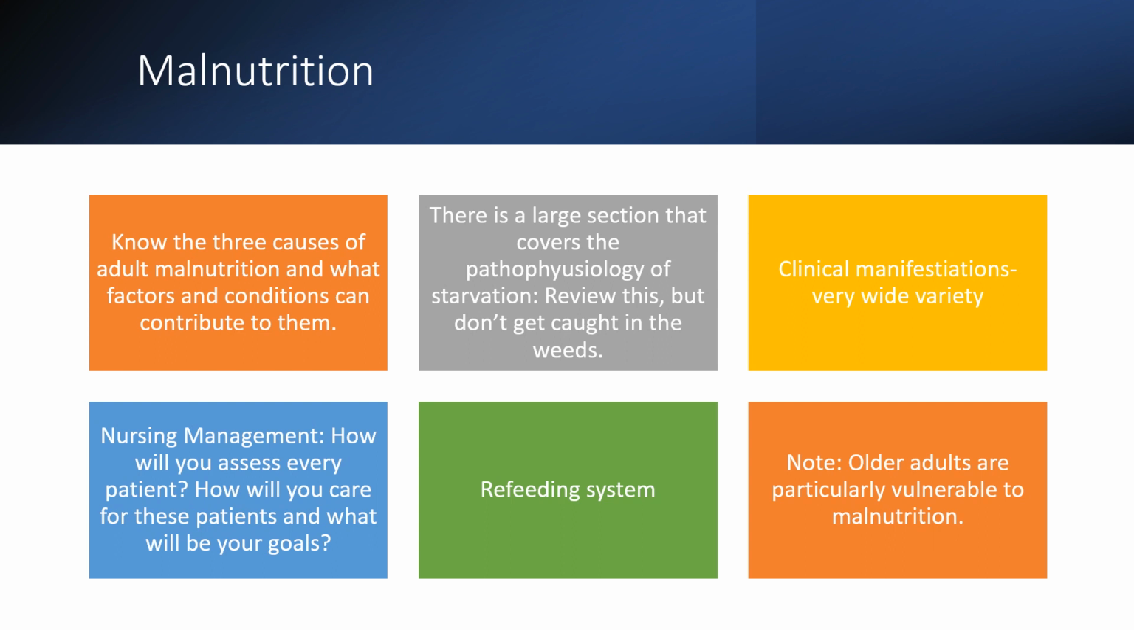And a high note is that older adults are particularly vulnerable to malnutrition. There's talk in previous sections of how older adults lose their salivary glands and don't have an appetite. So really look at, hey, this population of people, if I'm taking care of them, I really need to assess them for malnutrition.